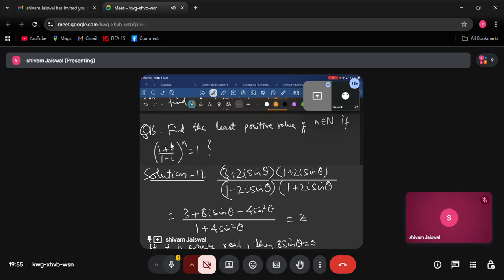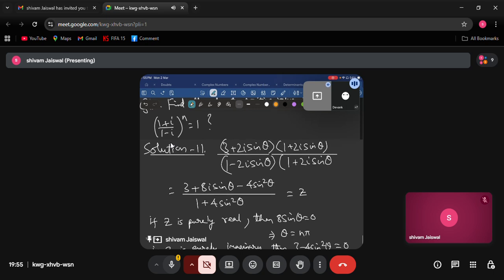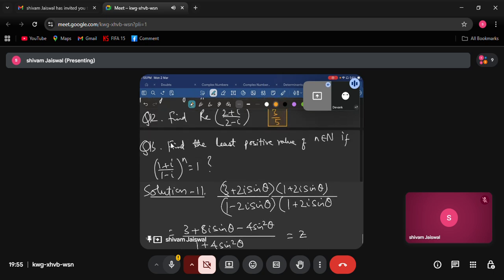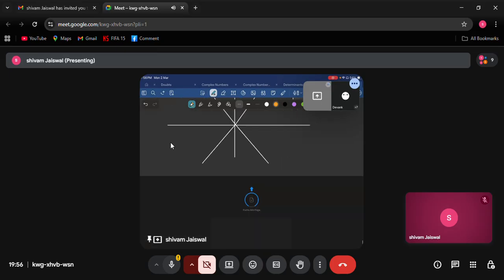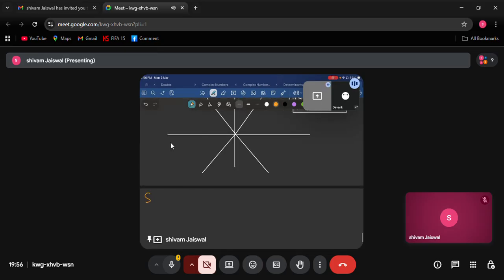Okay, so everyone see, 1 plus iota upon 1 minus iota whole to the power n is equal to 1. We need to find out the least positive value of n. Okay, so first of all, let us simplify 1 plus iota upon 1 minus iota. I've sent. I haven't received it yet. And already is it done? Yes, Devank, your answer is correct.